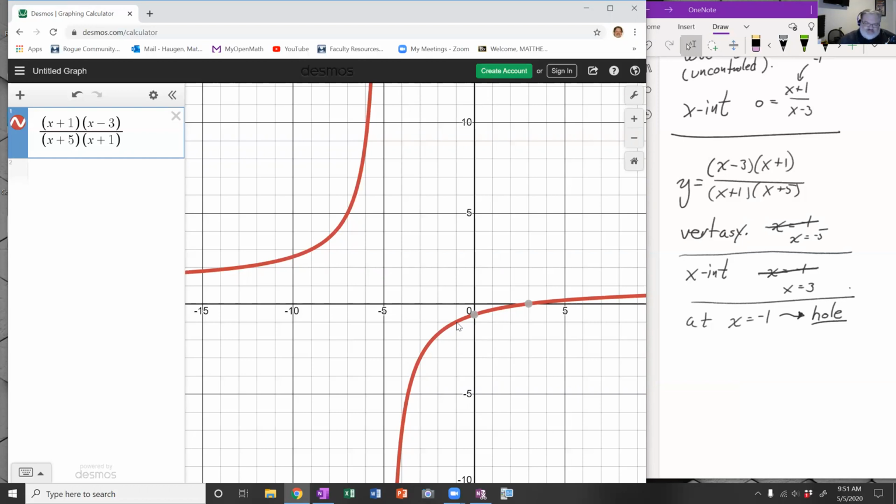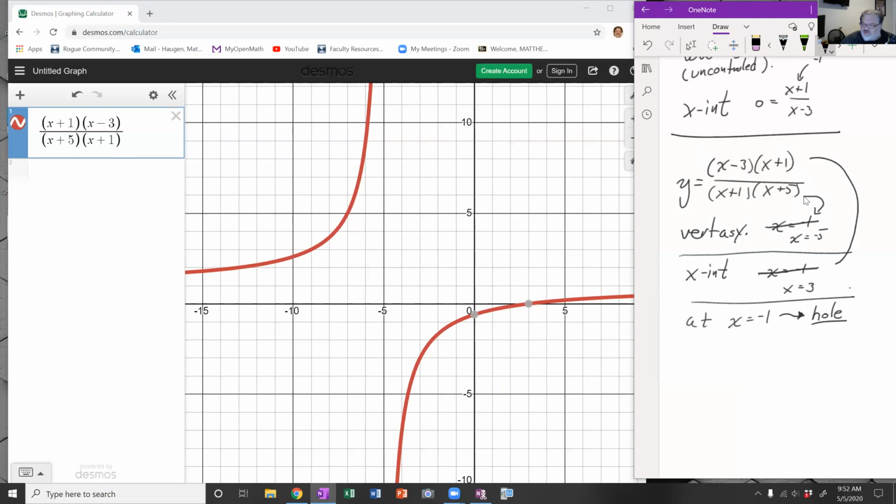So those are your caveats, Andrew. The rules work only when they work and then they don't. Zeros of the denominator cause vertical asymptotes when they are unique, when they're not copied in the numerator. Zeros of the numerator cause x-intercepts when they're not copied in the denominator. Those are the caveats. That makes sense.